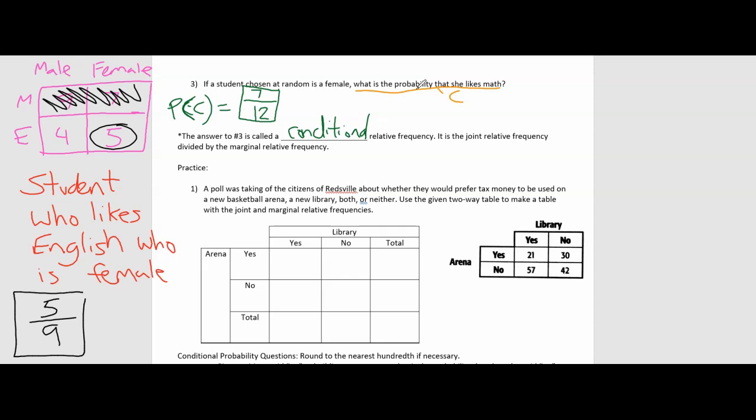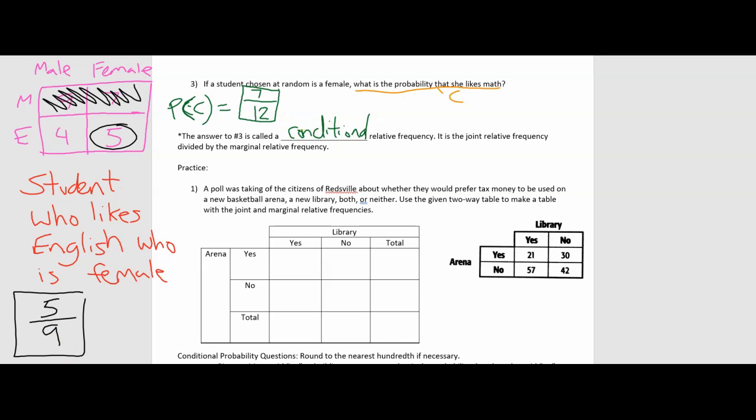So we're only really looking at a specific part of the table when we do a conditional relative frequency. So we have joint, marginal, and conditional relative frequencies. The names of them are far less important than being able to figure out the actual frequencies, the actual probabilities.